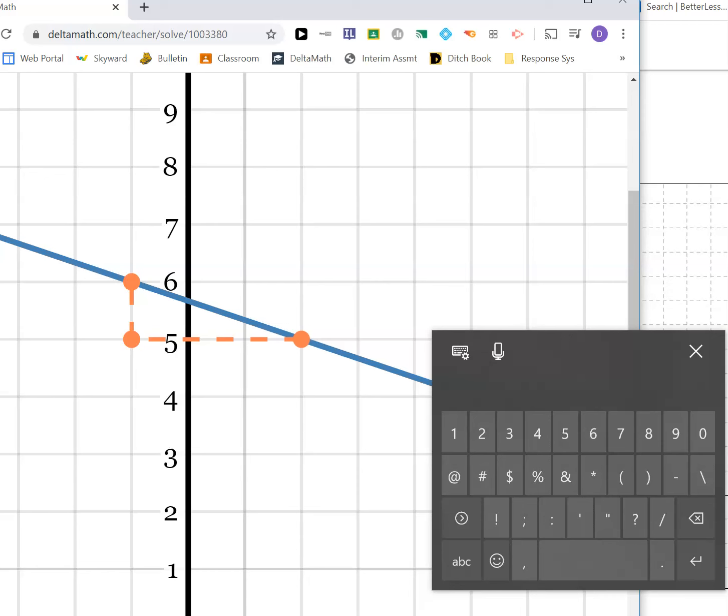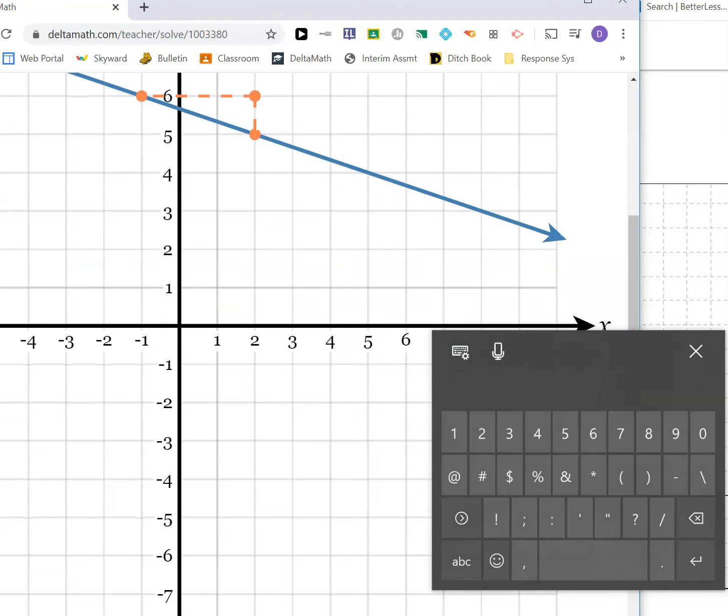Okay? If you wanted to get rid of those segments and say, look, I want to go over here and then down, oops. Okay. Now you've got a run of positive 3 and a rise of negative 1, or you can think of it as a positive rise and a negative run, either way you want to do it. But either way, you're going to get a slope of negative 1/3.